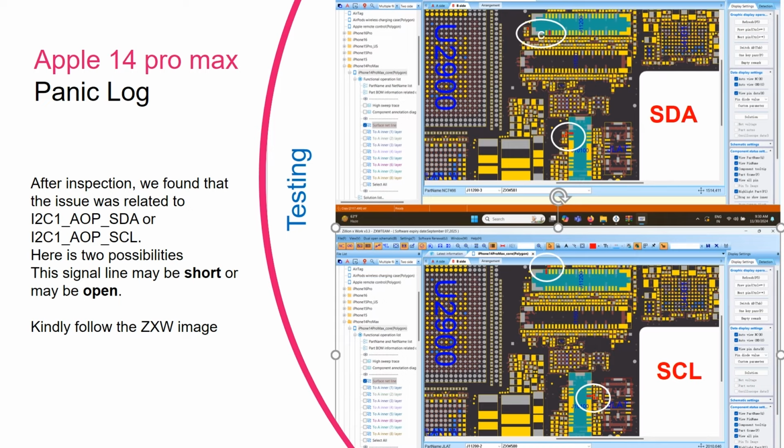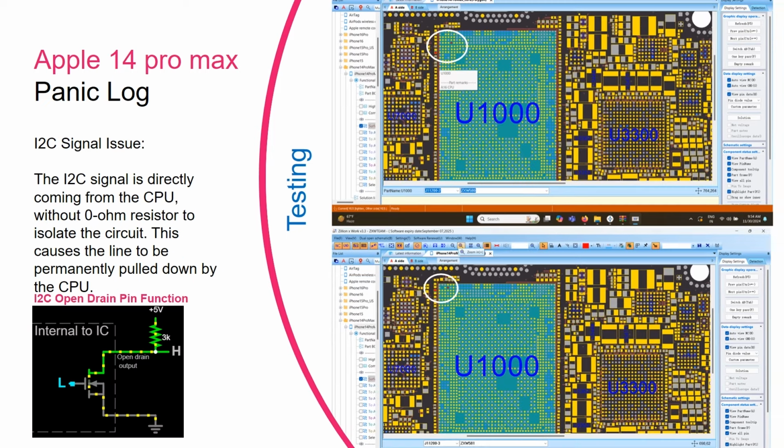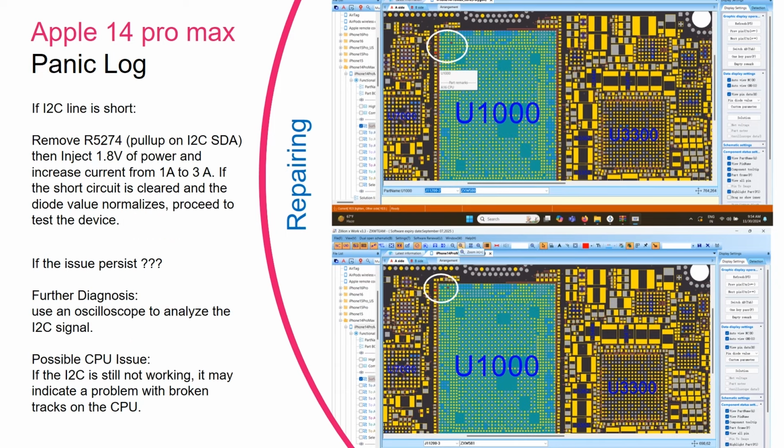Kindly follow the ZXW image. I2C signal issue: the I2C signal comes directly from the CPU without a 0 ohm resistor to isolate the circuits. This caused the line to be permanently pulled down by the CPU. So in that case, your line could be permanently low, or open, or at a high value. So let's follow the next image.